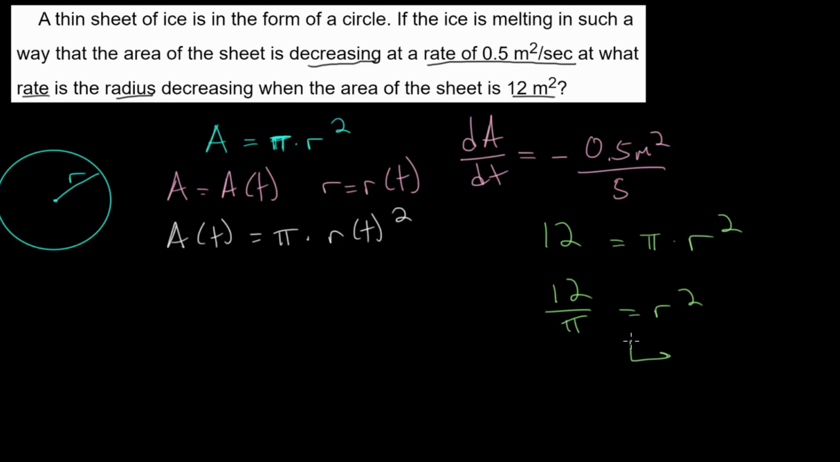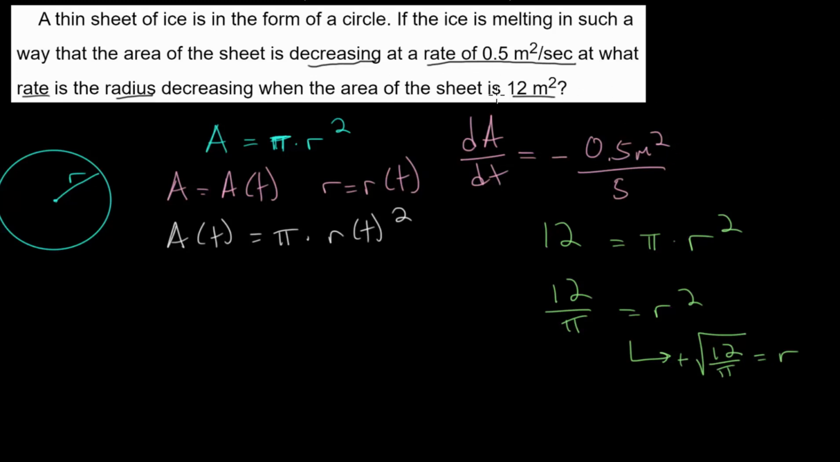And we'll take a square root of everything so that r is the square root of 12 over pi. And usually we would put plus or minus when taking a square root to cancel out the square. But in this case, we are dealing with the radius of a circle, which is always a positive number. So we just have the positive case. And again, this is the radius when the sheet has an area of 12 square meters.